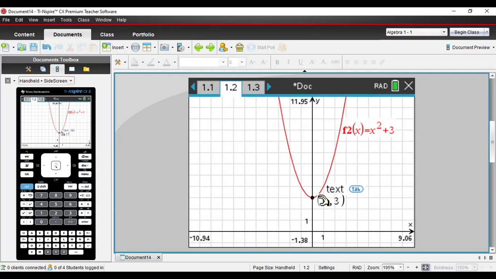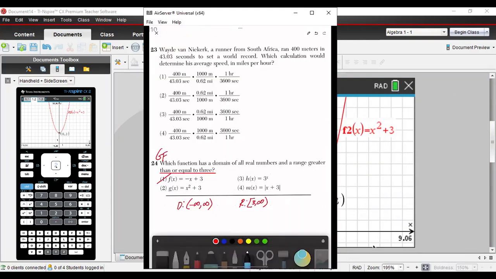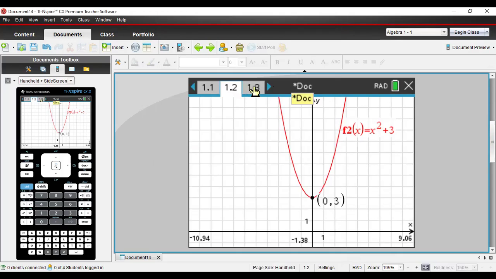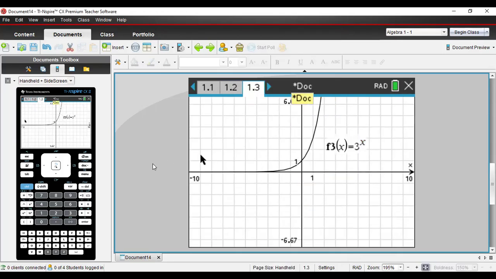So here's our answer. And by the way, the domain is always, for a quadratic, going to be negative infinity, because it's going out forever, to positive infinity, which is going out this way. So if I go over here, it's actually number 2. That's our answer.